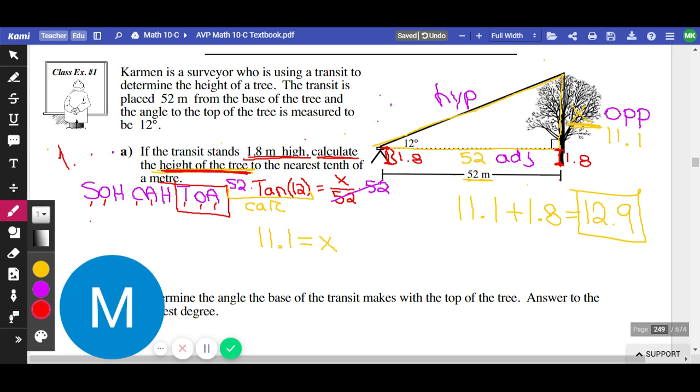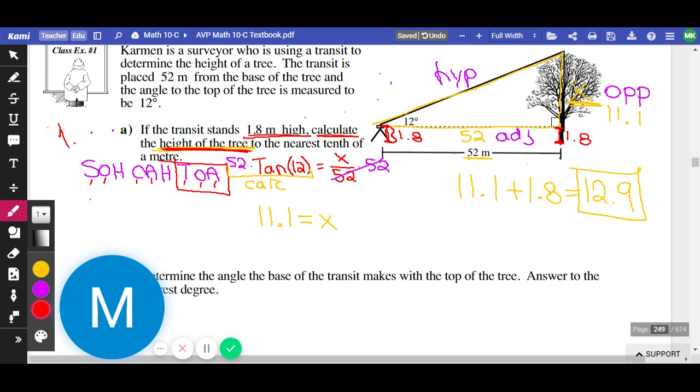Awesome. I'm going to try to do part B without absolutely butchering this picture, because it's a little bit tricky to draw. It says, determine the angle the base of the transit makes to the top of the tree. So, if you look at our beautiful line over here, you will notice that their angle of 12 degrees connects to the top of the transit, the top of the stand. What they're asking you is determine the angle, the base of the transit. The base means the bottom of the thing.